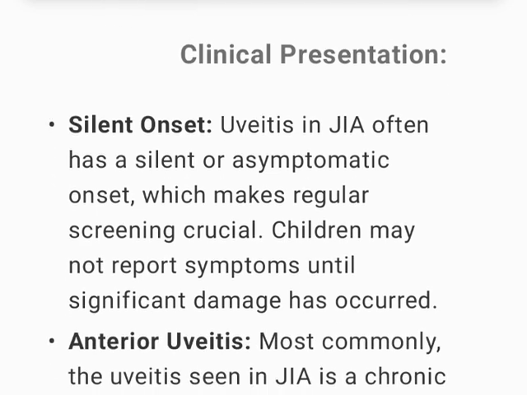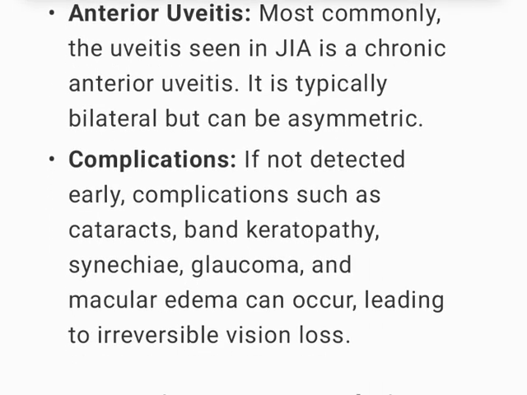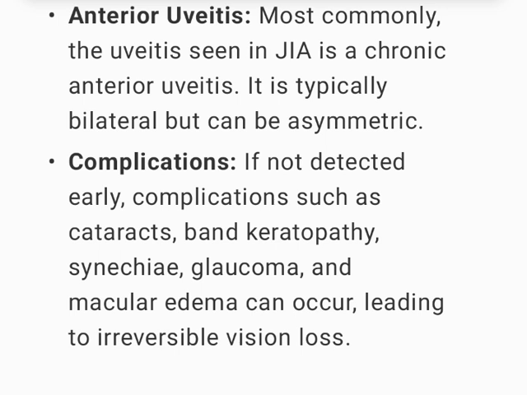Clinical presentation: silent onset. Uveitis in JIA often has a silent or asymptomatic onset, which makes regular screening crucial. Children may not report symptoms until significant damage has occurred. Anterior uveitis. Most commonly, the uveitis seen in JIA is a chronic anterior uveitis. It is typically bilateral but can be asymmetric.